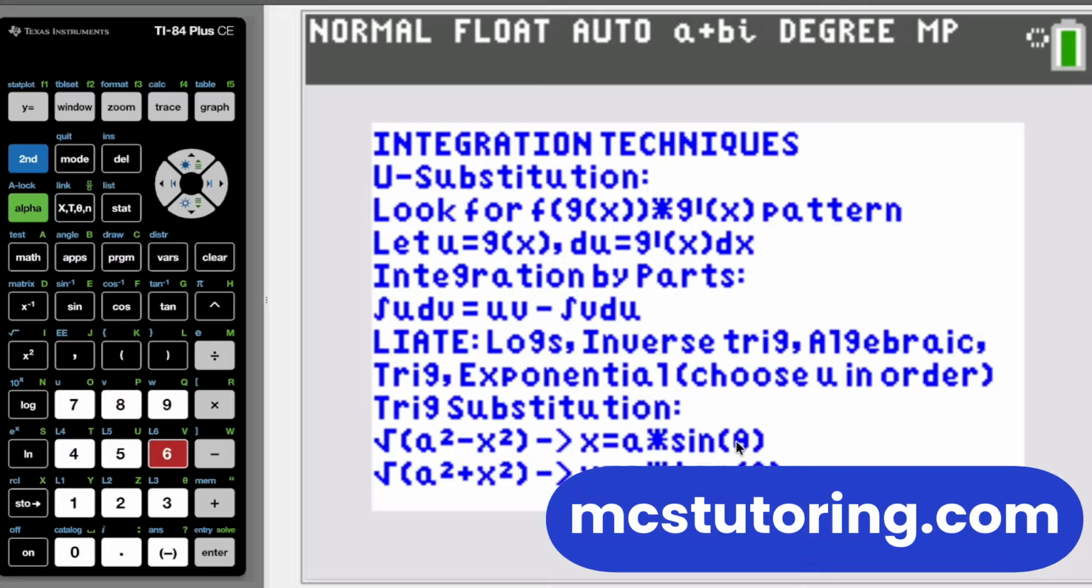x equals a times sine theta. And if we have square root of a squared plus x squared, we're going to set x equal to a times tan theta.